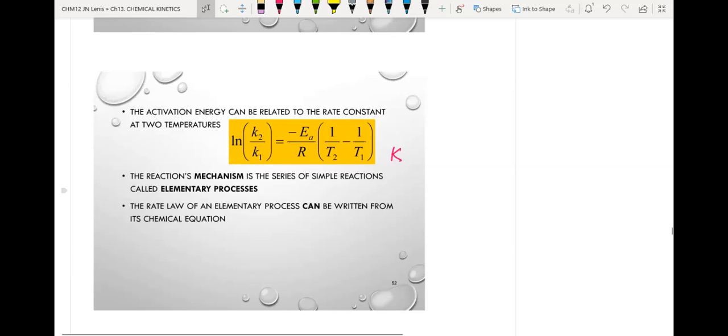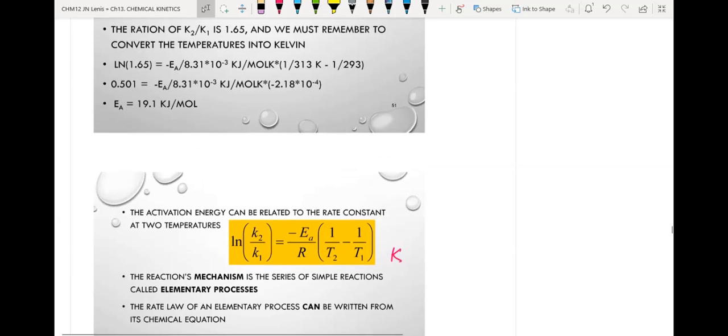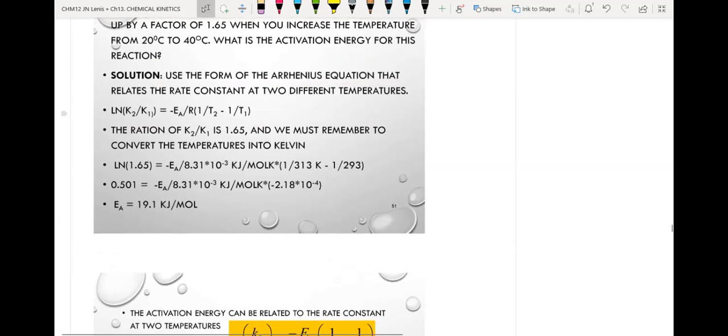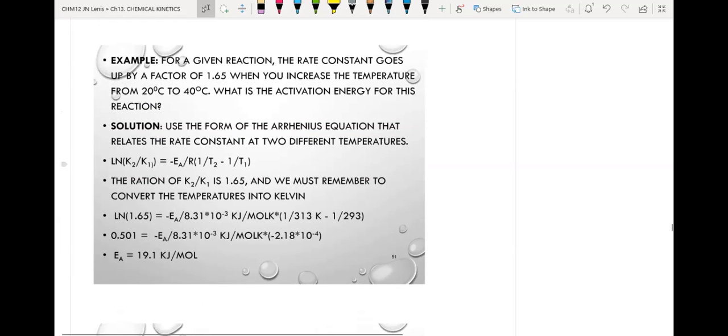So the problem will give you the temperatures and the two values of the rate constants. Just find the natural log, plug it in here, and then solve for activation energy. R is the universal gas constant, in joules per Kelvin mole or kilojoules. This is one example of how to apply the formula.